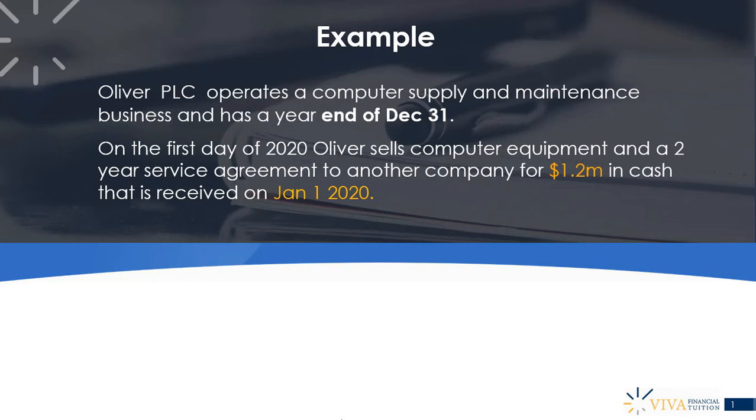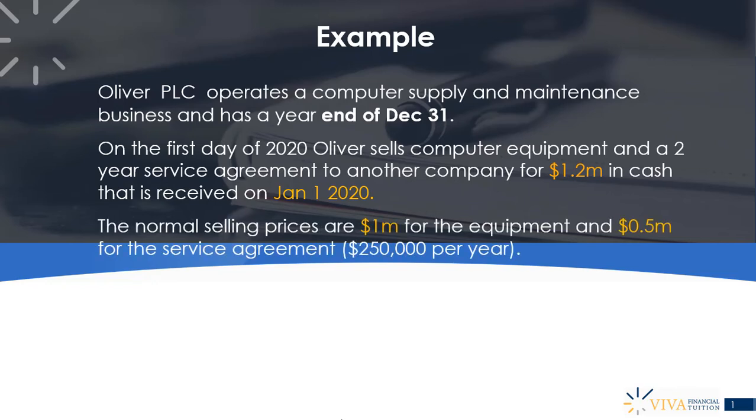So it's received on the first day of the year. The normal selling prices are $1 million for the equipment and $0.5 million, so $500,000 for the service agreement, which is $250,000 per year.